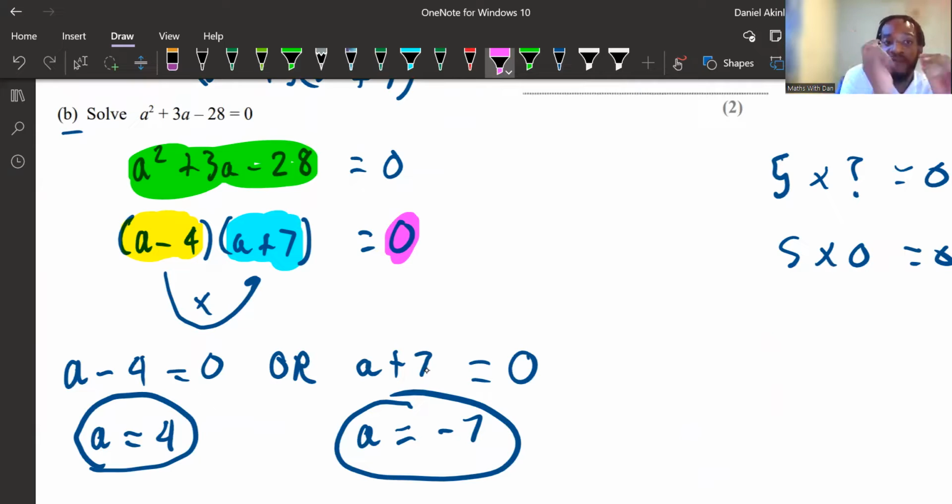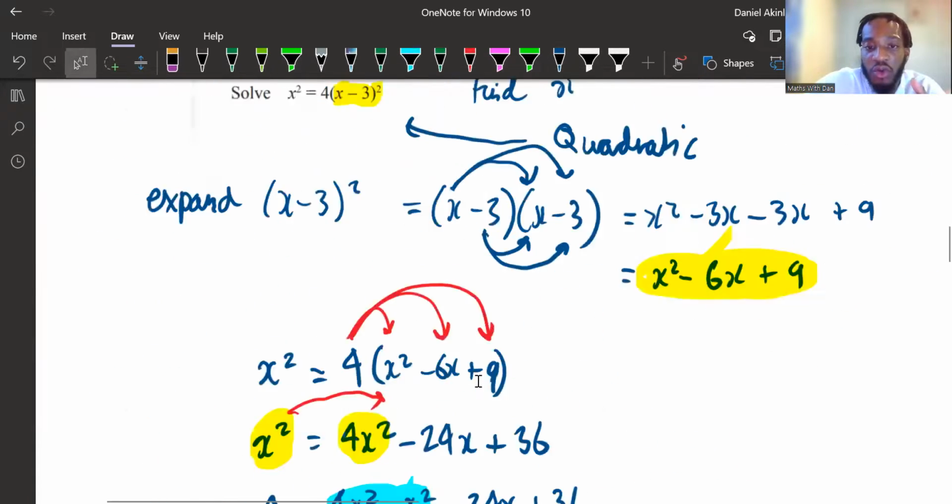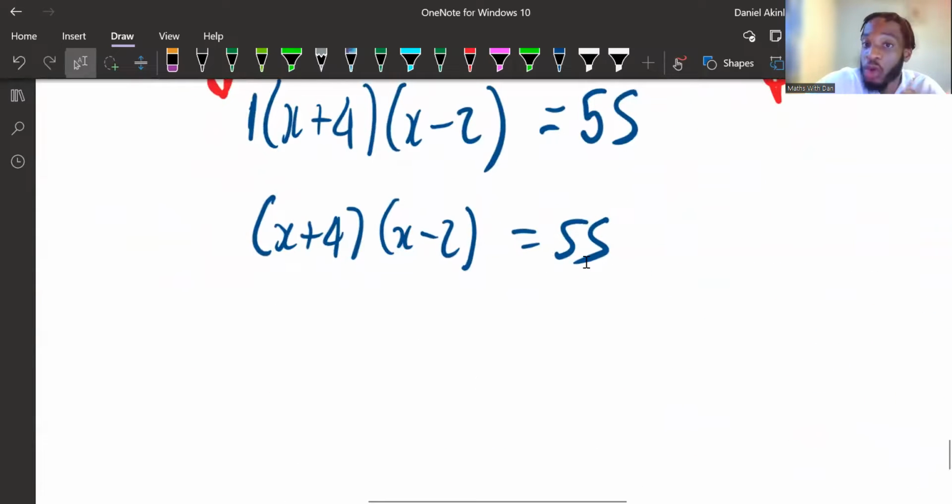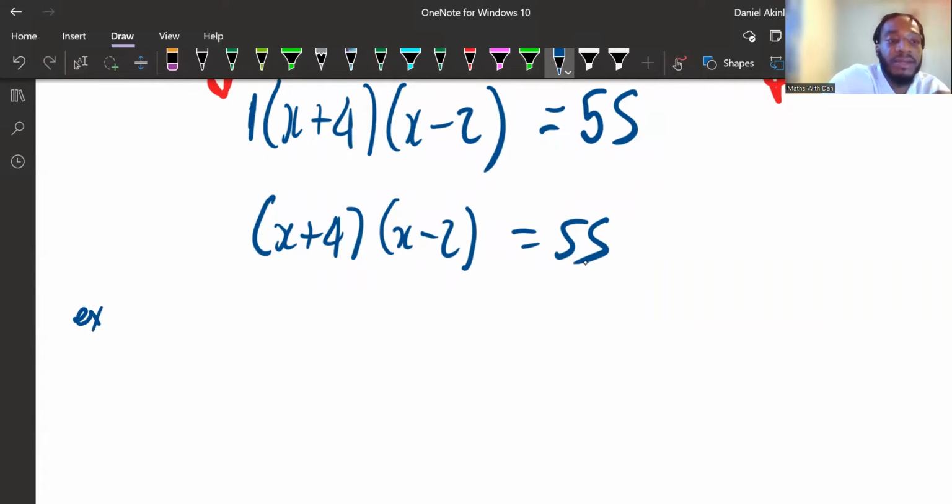So you can only find out the values directly when the right-hand side is 0. So if I go back to my question, I have this not equal to 0. So we cannot do what we would normally do. In that case, we need to expand, yeah?